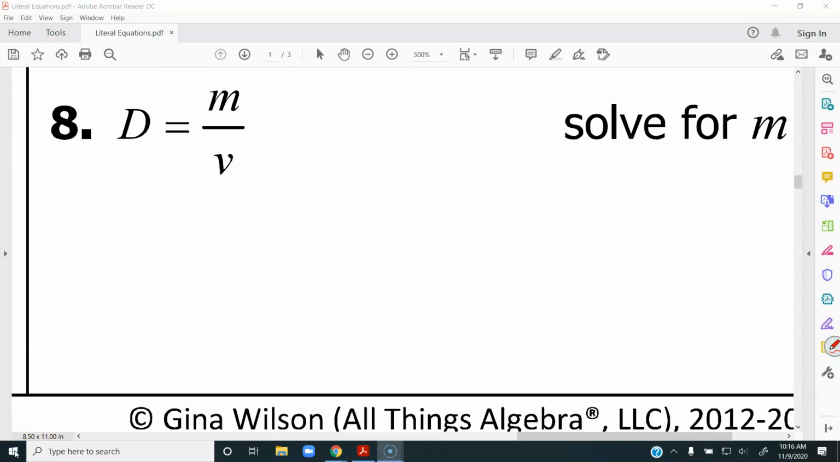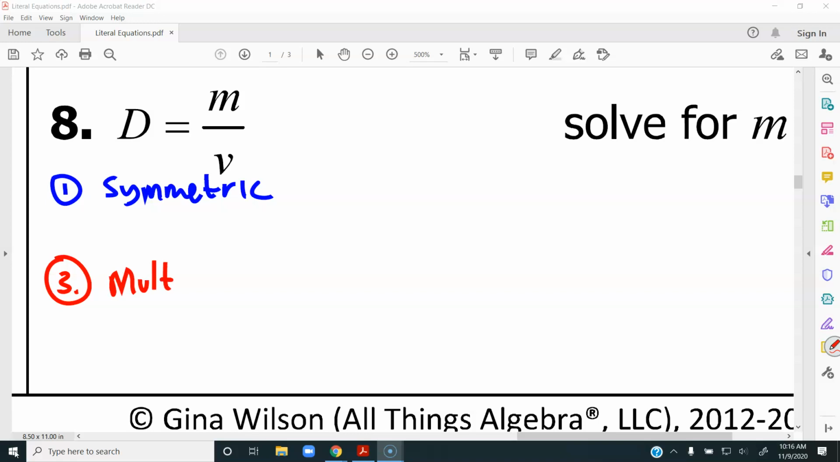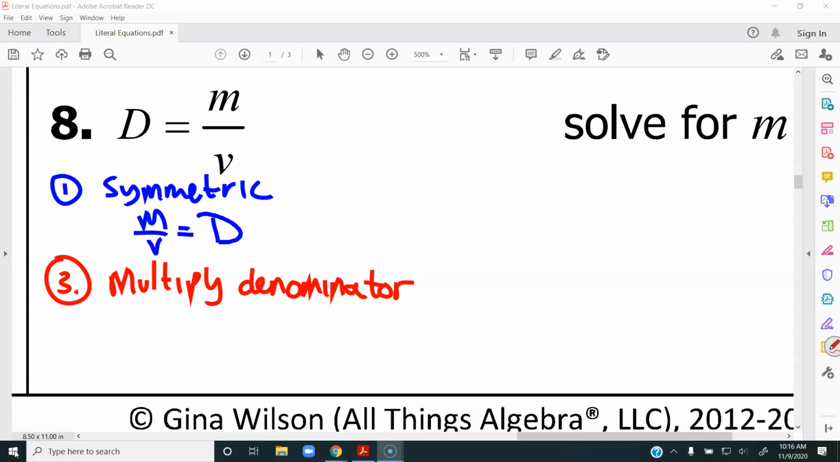All right, so now if we look at number 8. Number 8 does not have the same steps. Number 8, we're still going to use step 1, which is the symmetric property. And then we're going to use step 3, which is the multiplicative property. All right, so the symmetric property says m over v is equal to d. All I did was switch it around.